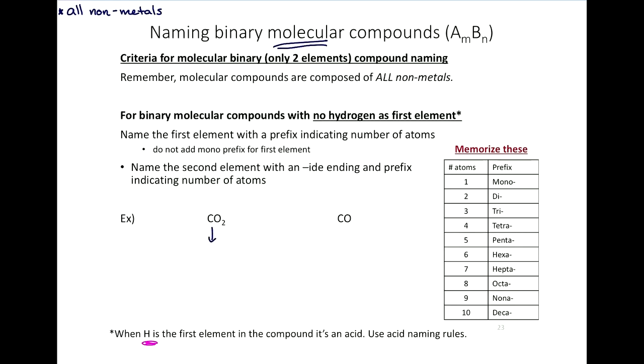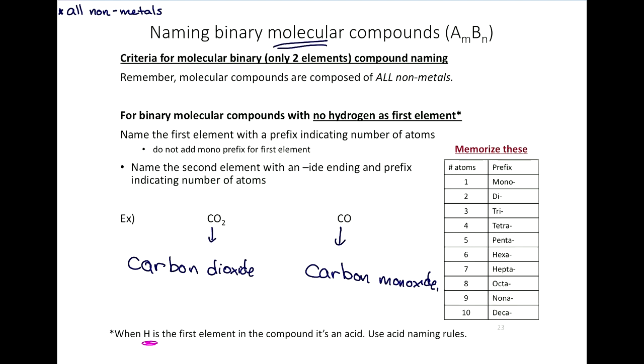Carbon dioxide. Yeah, so CO2 is carbon dioxide. So yes, I am using prefixes now. Then what is this? Carbon monoxide. Yes. So see how if I just called this carbon oxide, you wouldn't know how many carbons, how many oxygens are there. So you could mix up CO2 versus just CO.